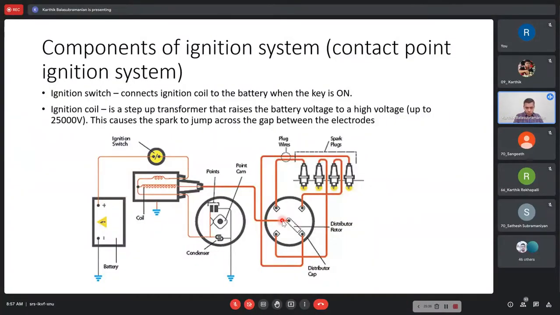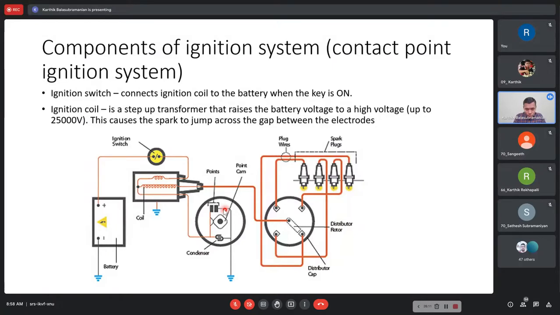So this distributor, right? Remember, this supply of high voltage power is only for a fraction of a second. It's a surge. It is just given for a fraction of a second. It is not a continuous supply. It's just given for a moment. How does that happen? That is done by the condenser. You see, the condenser is connected to the ignition coil, right? This is the condenser. And the condenser is nothing but like a capacitor, it can store charge.